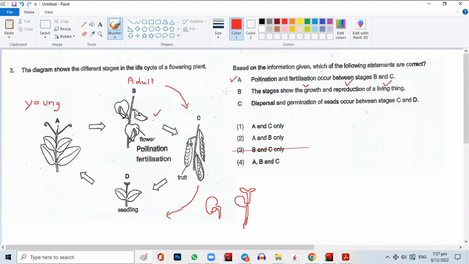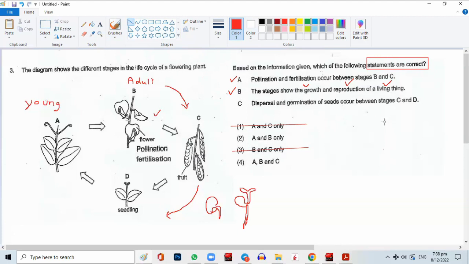So is B an answer or not? Is it correct? The question is looking for statements that are correct. So is B a correct answer? Yes. So my answer must have A and B. Which one can I definitely not pick? Number one, also tag. So now the problem is number two has A, number four has A, number two has B, number four has B. Now we have to decide whether C is true or not.